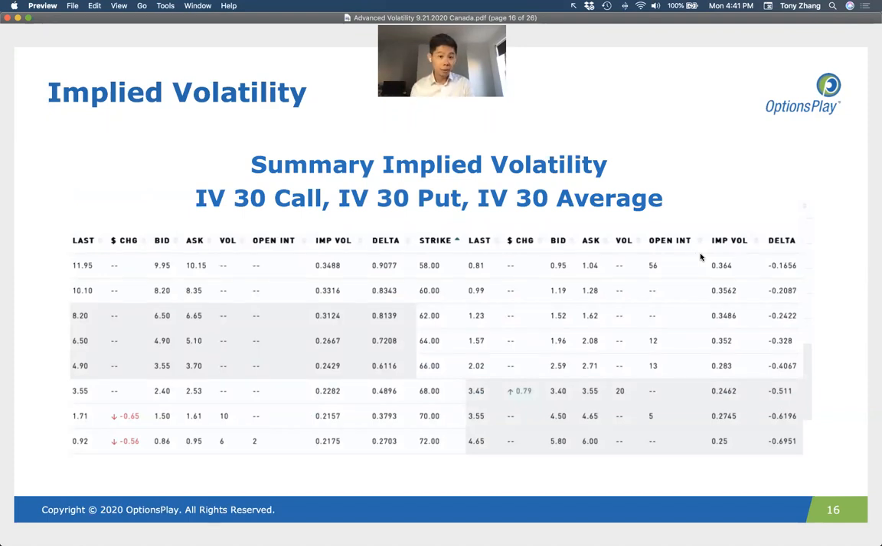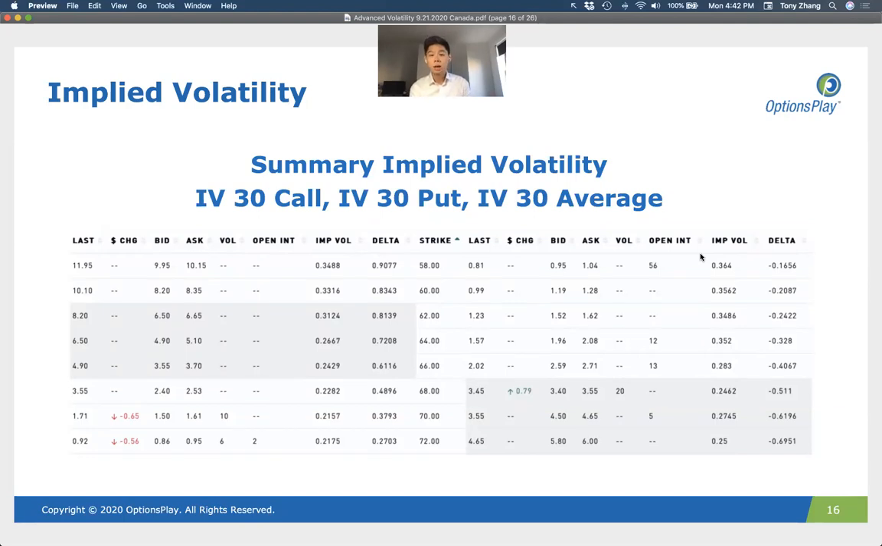The most famous summary implied volatility indicator is probably the VIX. How many of you are familiar with the VIX? Please type 2 into the chat window if you're familiar with what the VIX is. The VIX is a measurement of 30-day implied volatility of the S&P 500 options.